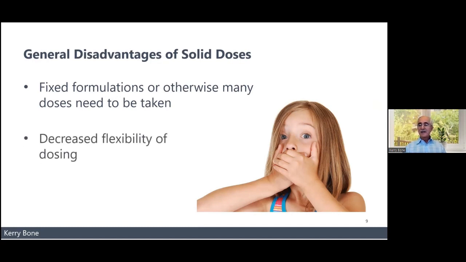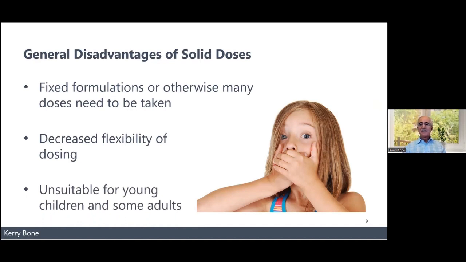You have decreased flexibility of dosing. You know, for a liquid, you can give 1 drop or you can give 20 ml, huge range. But with solid dosage forms, there's far less flexibility. You can break tablets, you can open up capsules and take a portion of them, you can crush tablets and take a portion of them.